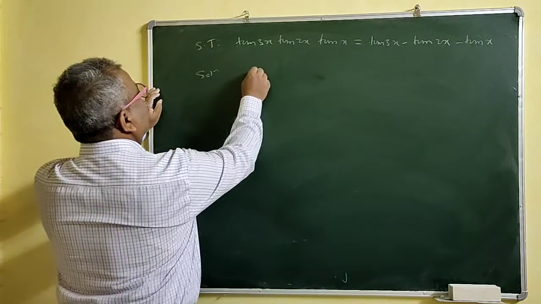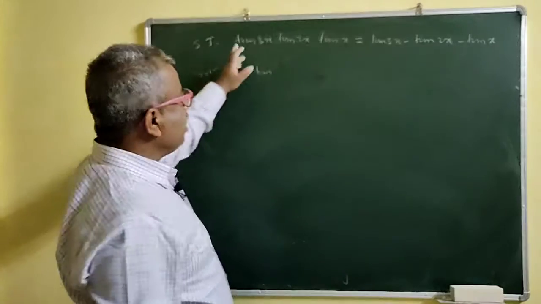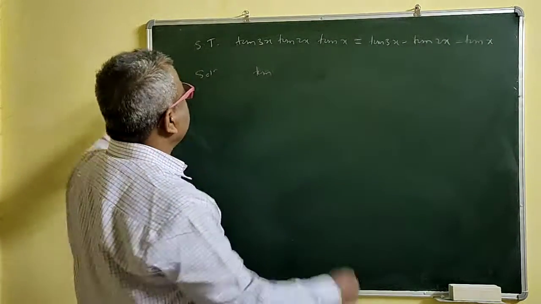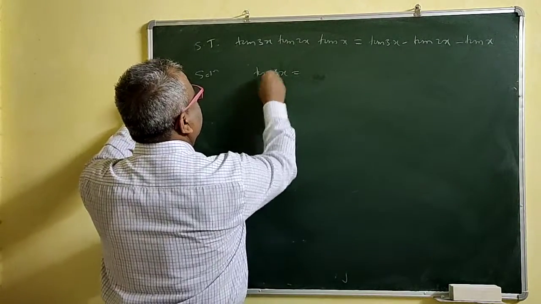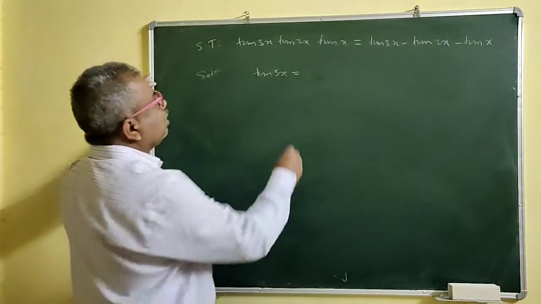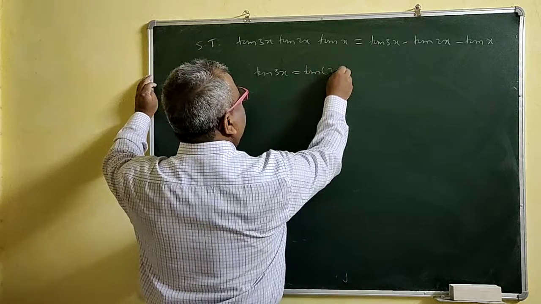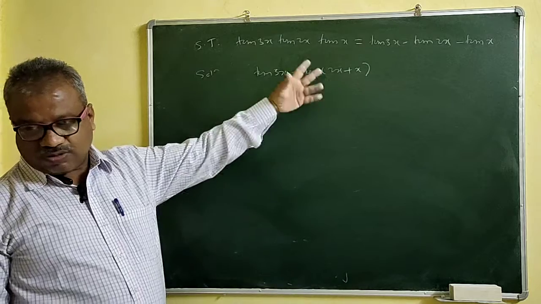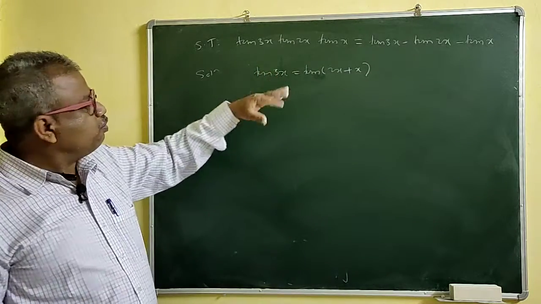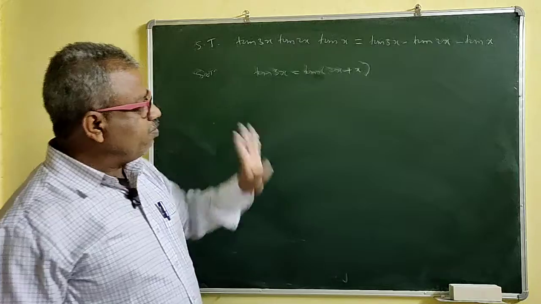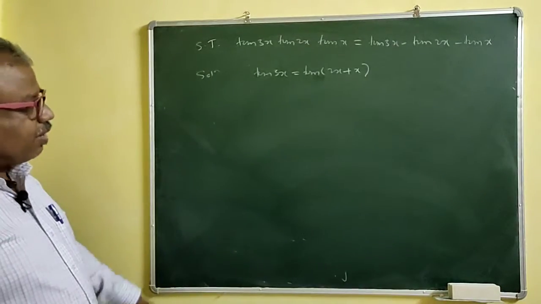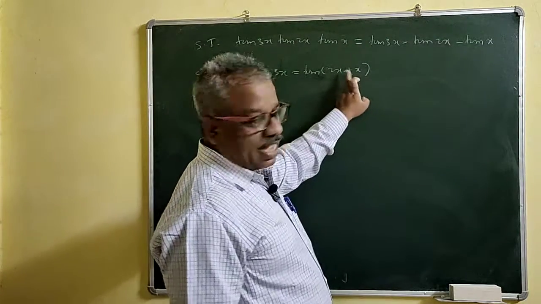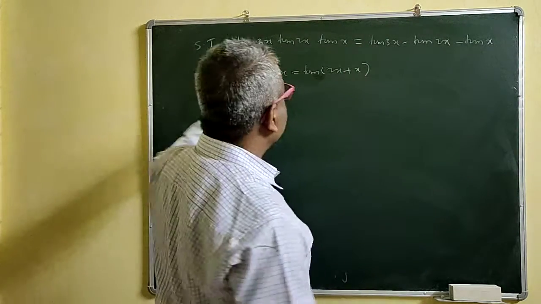So, solution. Don't take tan 3x on the LHS and the RHS and try to prove it that way, because then you will not get this. You would have to do some more calculations for that, so we will avoid that. We will do it this way. Tan 3x is equal to tan of 2x plus x. This is tan a plus b. You can apply this.